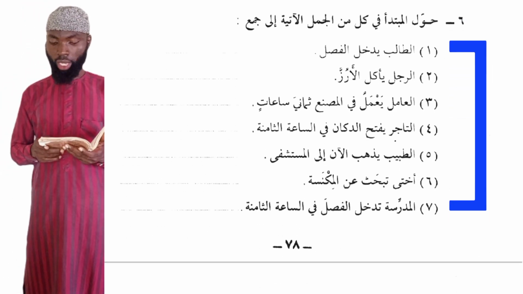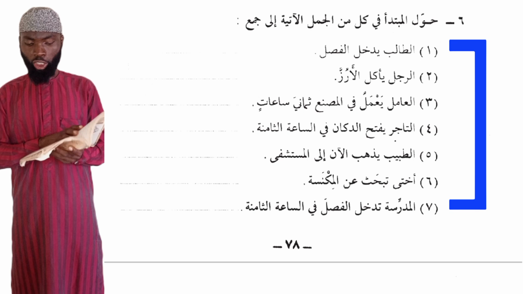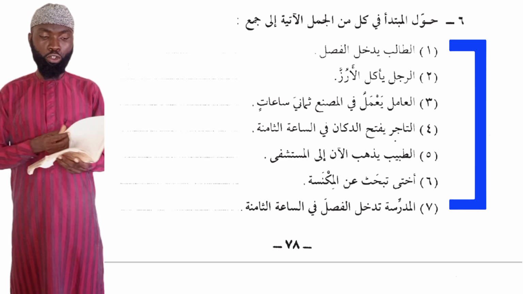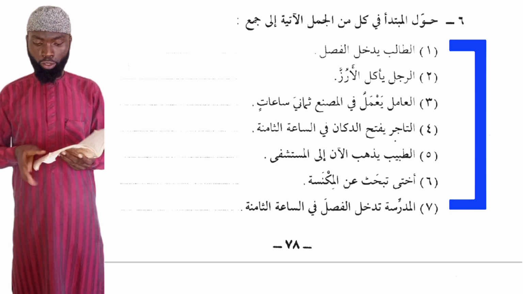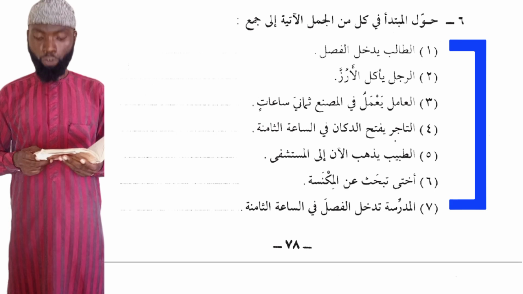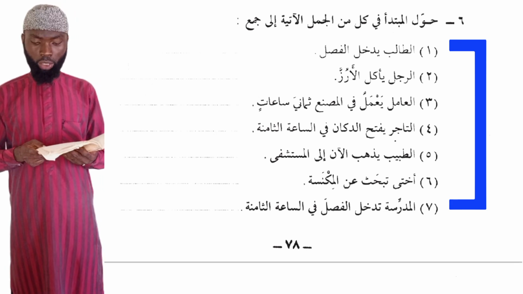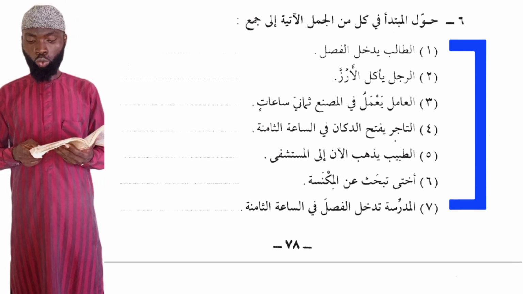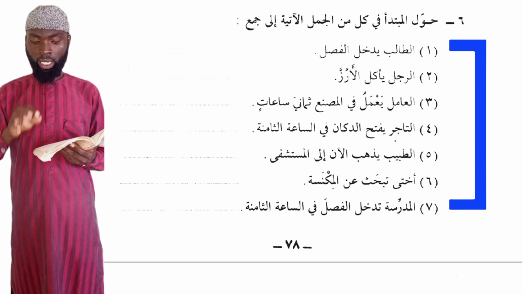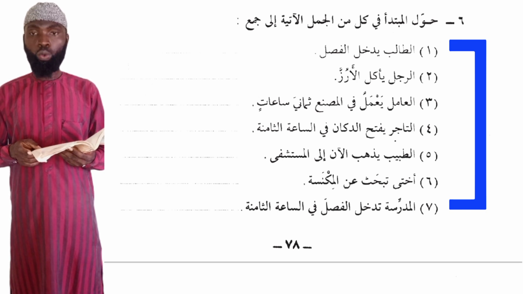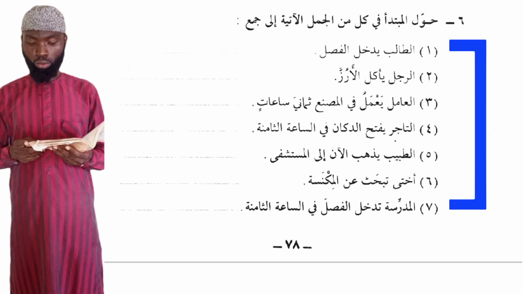Moving to exercise number 6, we have حول المبتدأ في كل من الجمل الآتية إلى جمع. Change the following subject nouns in the following sentences to their plural forms. The first one, we have الطالب يدخل الفصل. We say الطلاب يدخلون الفصل. Number 2, الرجل يأكل الأرز. We say الرجال يأكلون الأرز.